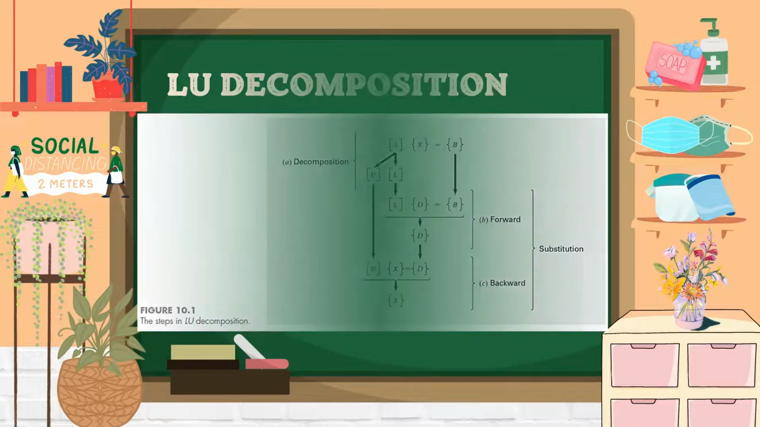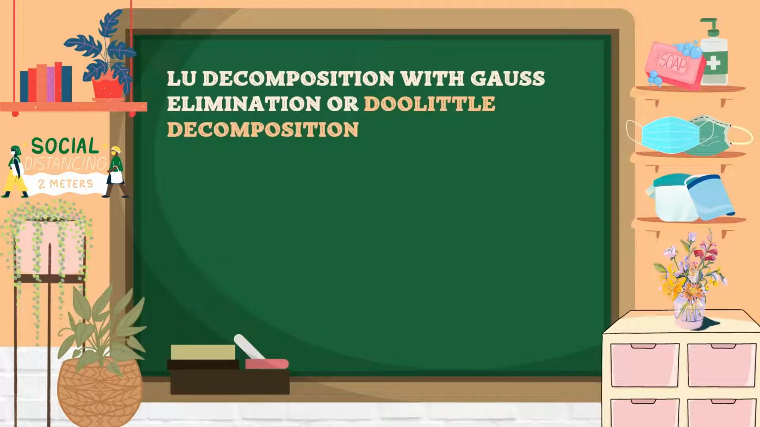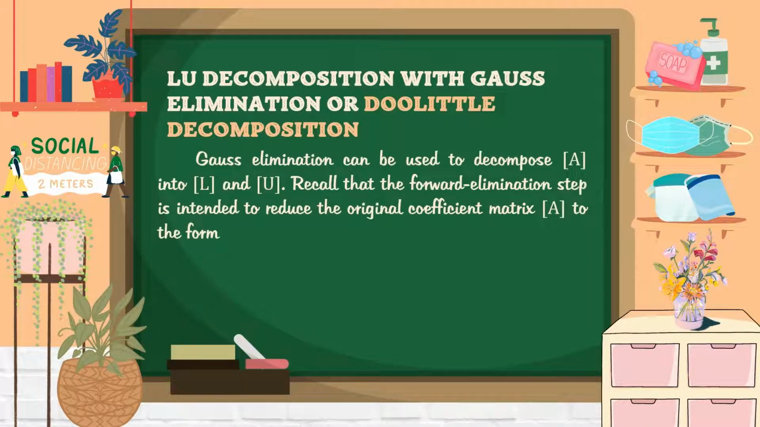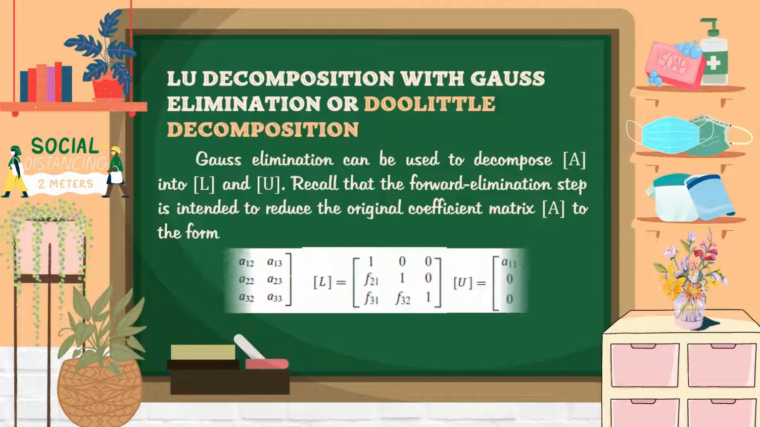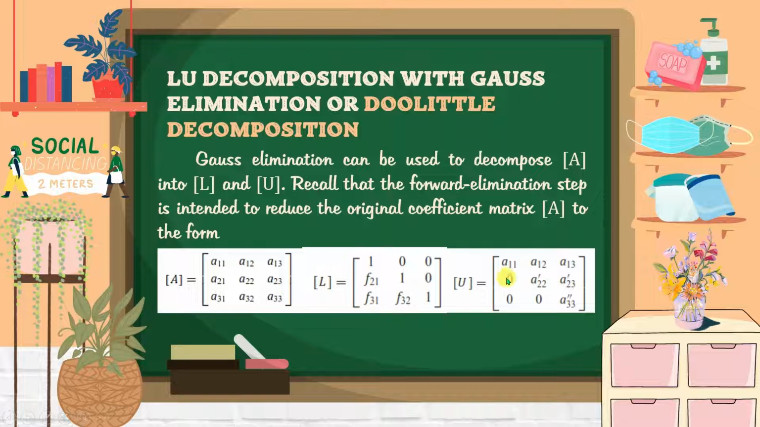So continuing the discussion, we have here the LU decomposition with Gauss elimination, or Doolittle decomposition. Gauss elimination can be used to decompose the matrix A into the lower and upper triangular form. Recall that the forward elimination step is intended to reduce the original coefficient matrix A to the desired upper triangular format. Although it might appear at face value to be unrelated to LU decomposition, Gauss elimination can be used to decompose A into lower and upper triangular format.